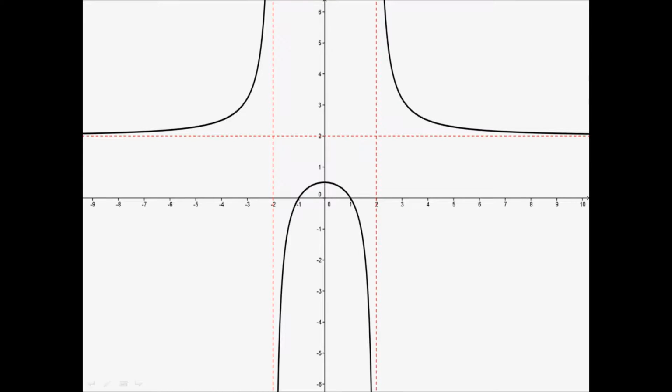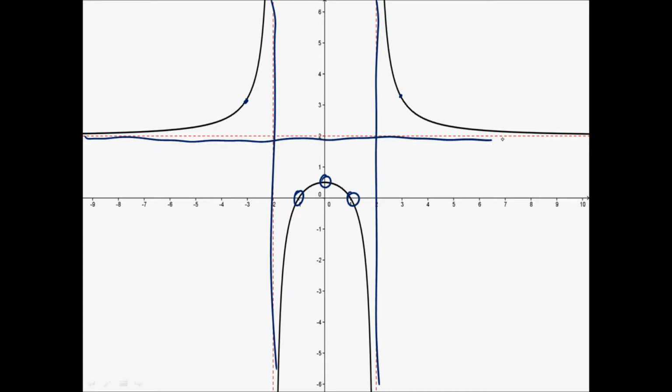Looks pretty good, right? Remember our zeros were negative 1 and 1. We went through 1/2. We went through 3, 3.2, negative 3, 3.2. Negative 2 was an asymptote. X equals 2 was an asymptote. And y equals 2 was an asymptote. All right, so things are looking pretty good. So there's the first example I wanted to go over.